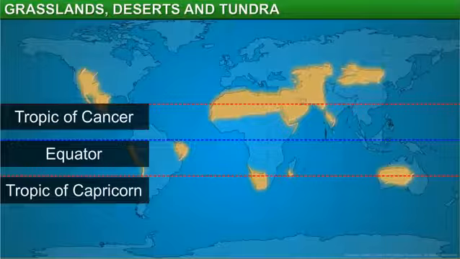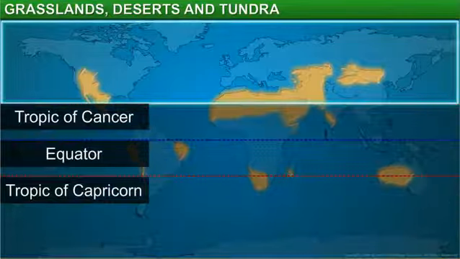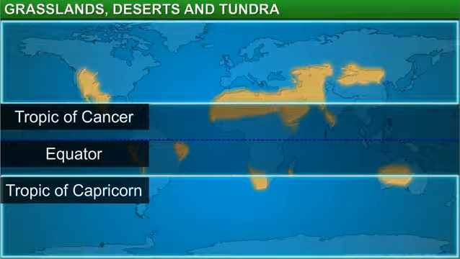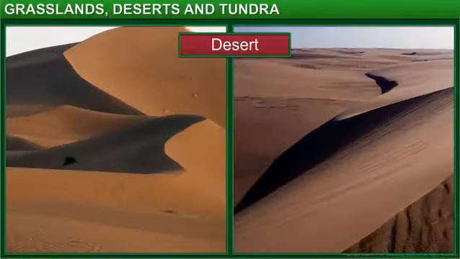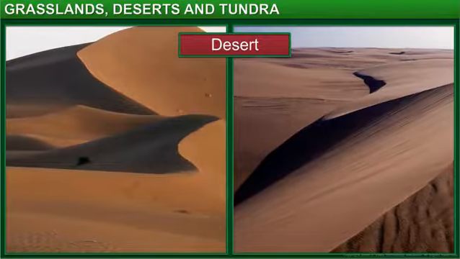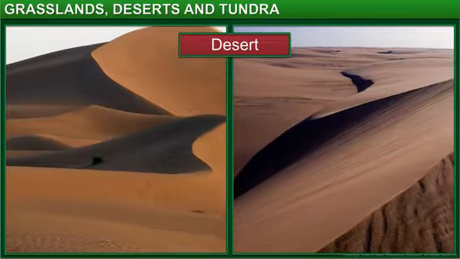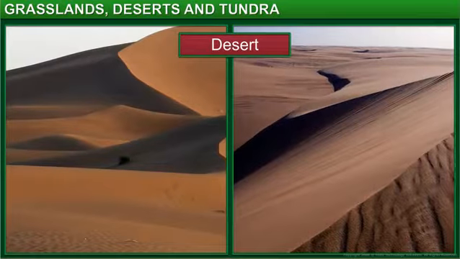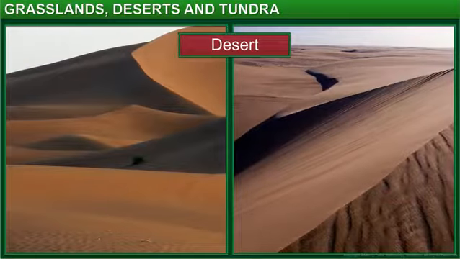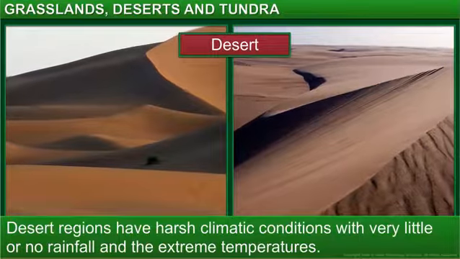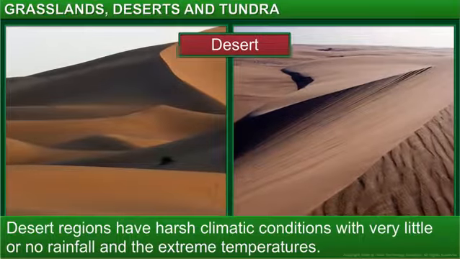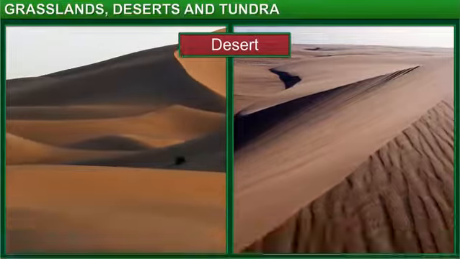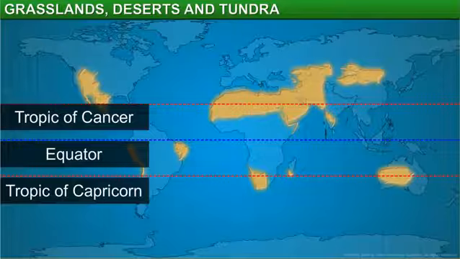Now let's look at the lands that lie to the north of the Tropic of Cancer and to the south of the Tropic of Capricorn. Most of these lands are covered by deserts. Desert regions have harsh climatic conditions with very little or no rainfall and extreme temperatures. As you can see, about 1/5 of the Earth's land area is covered with deserts.